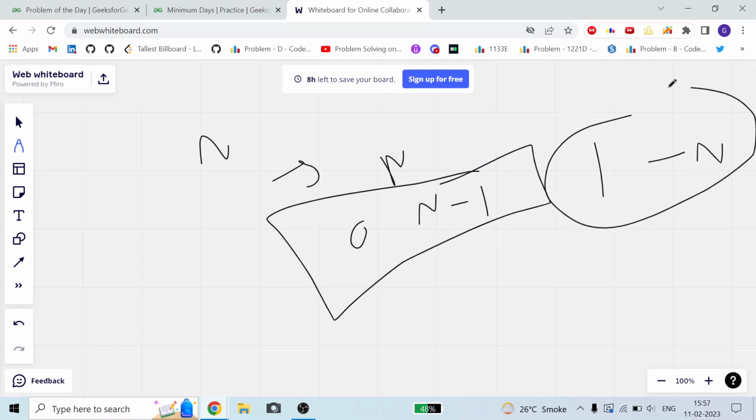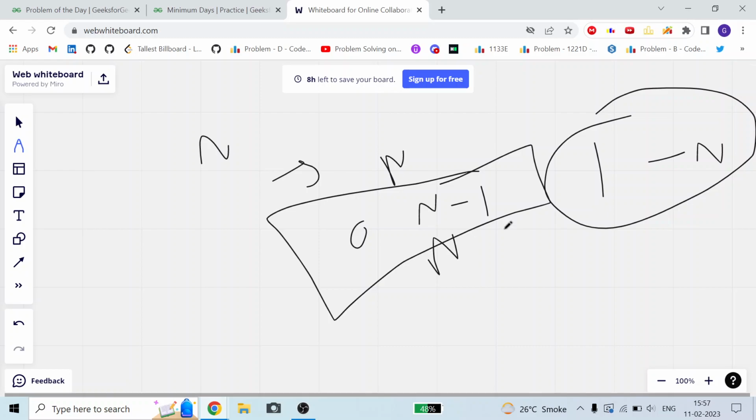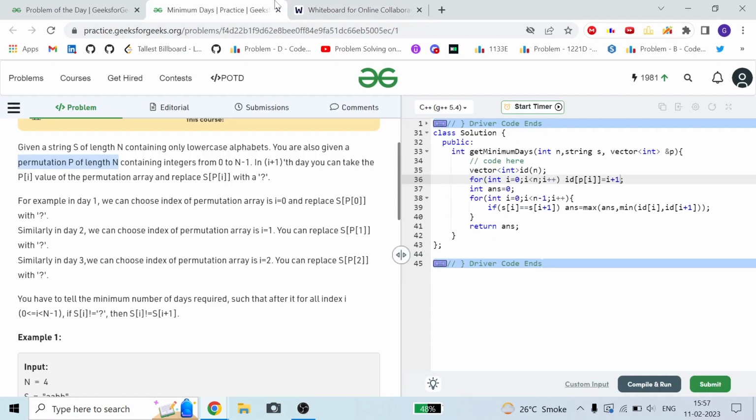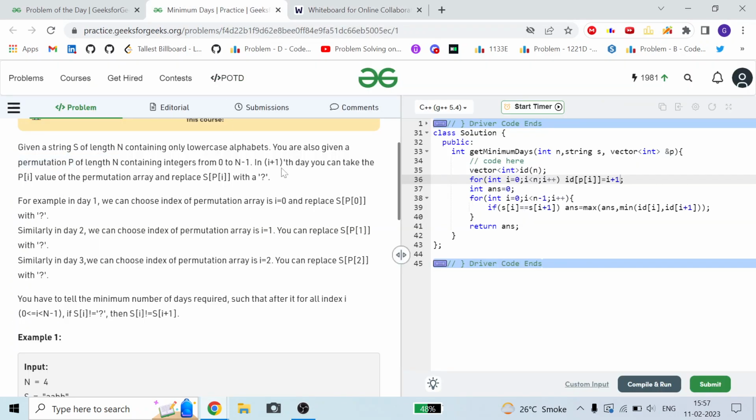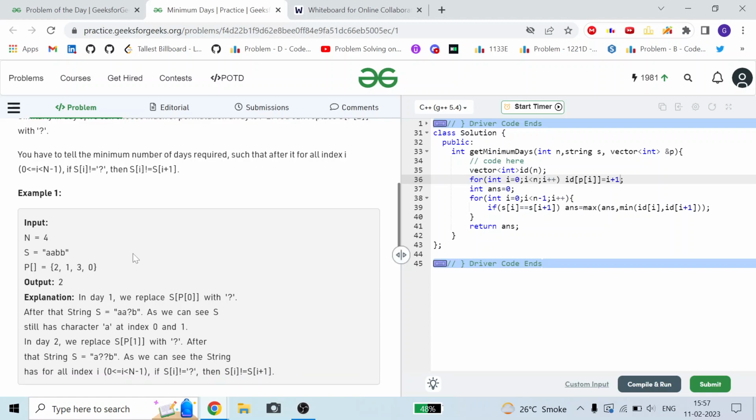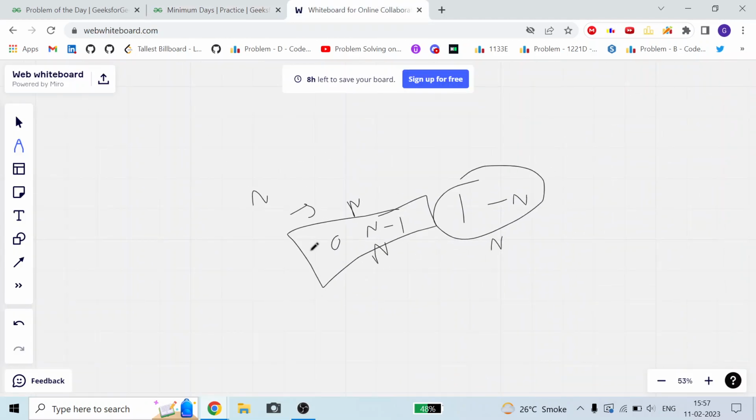Depending on the definition, either 0 to n minus 1, or 1 to n, total n numbers. Depending on the situation, both of these are permutations. This is 0-based, this is 1-based permutation. Now what we have to do is, on the (i plus 1)th day, we will pick the p[i]th value. Suppose we take this particular array.